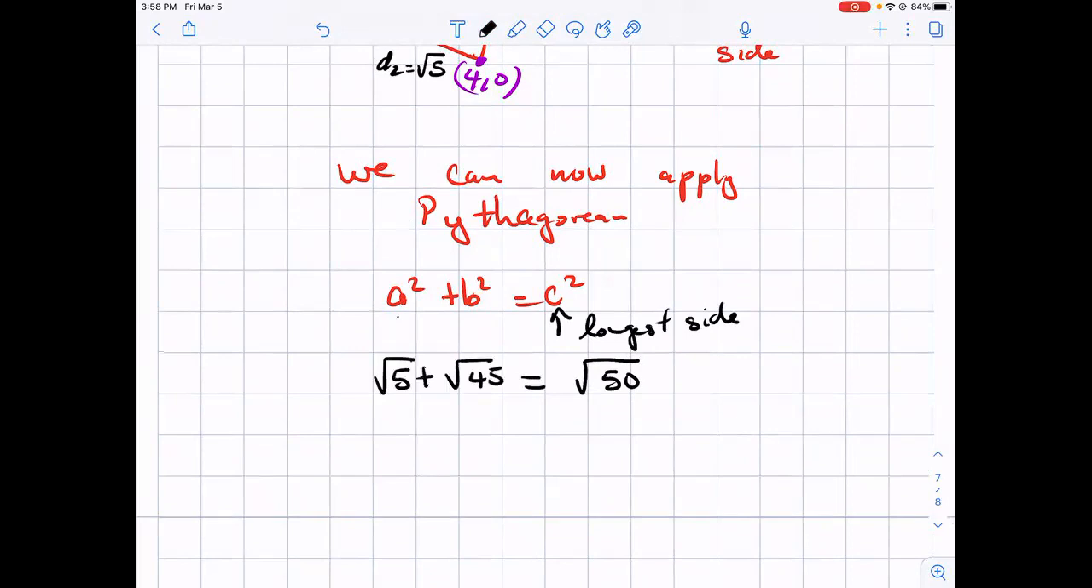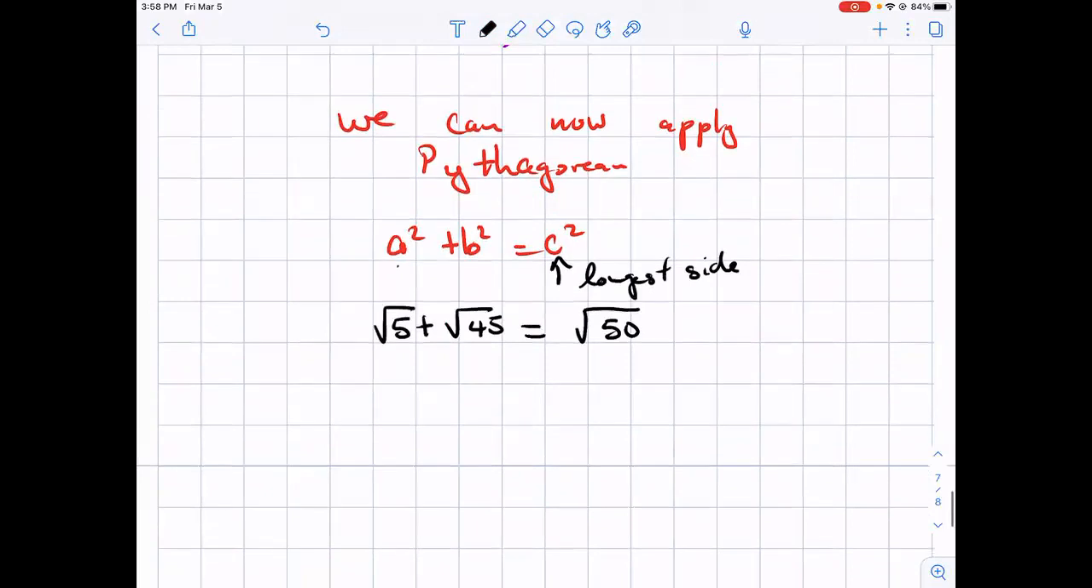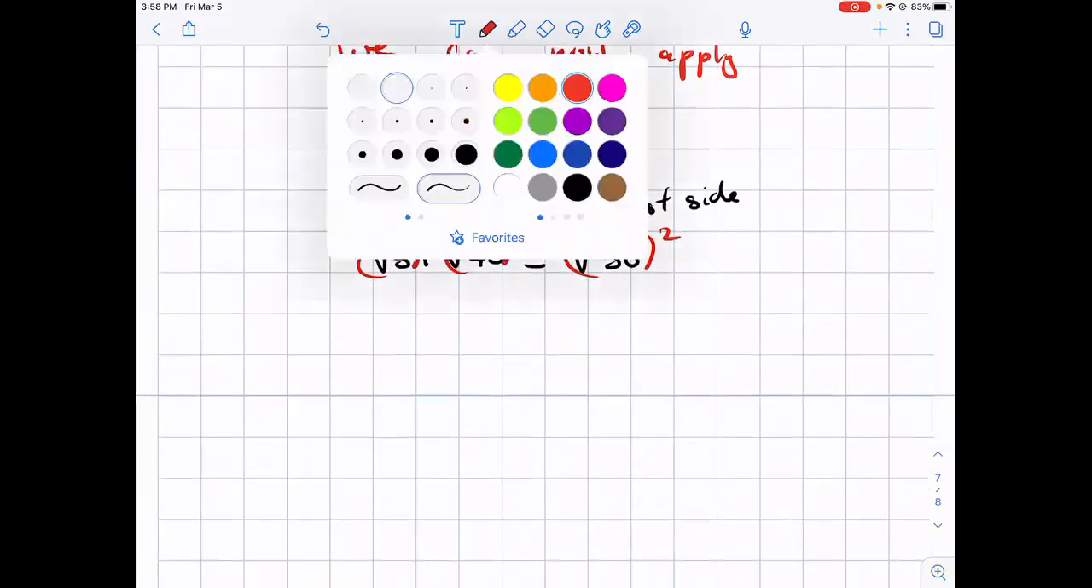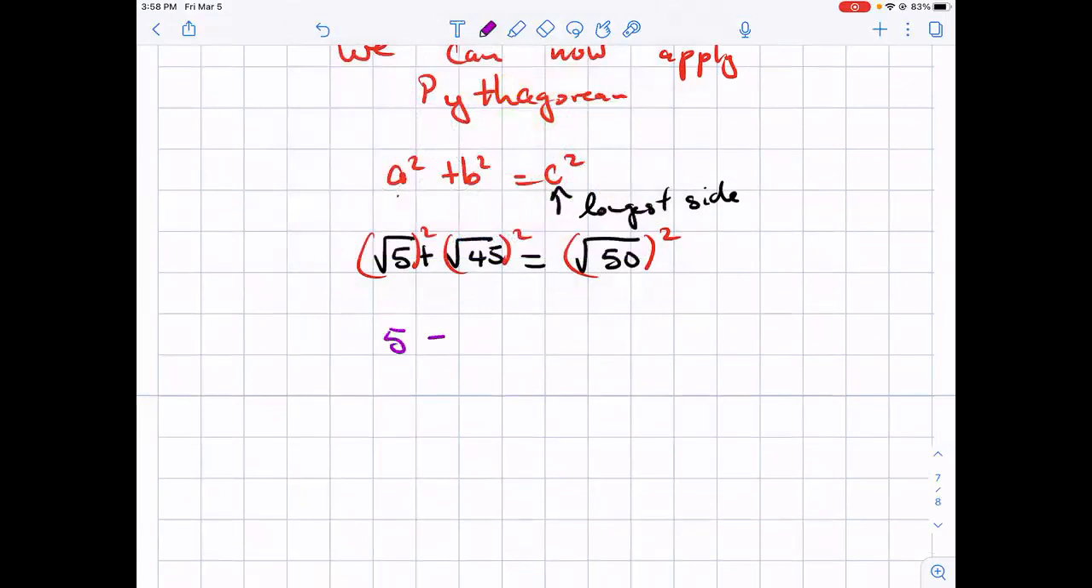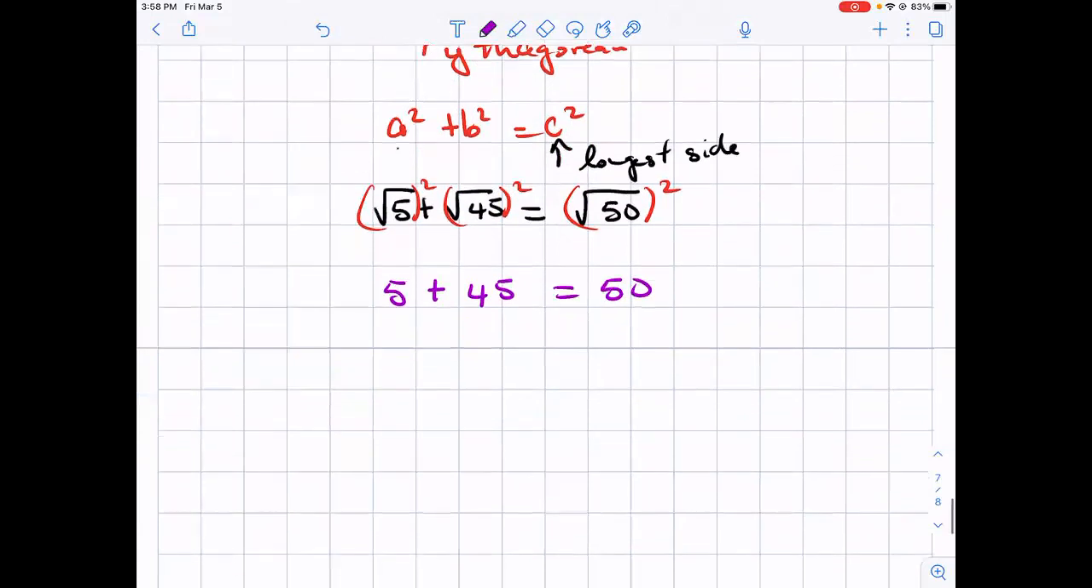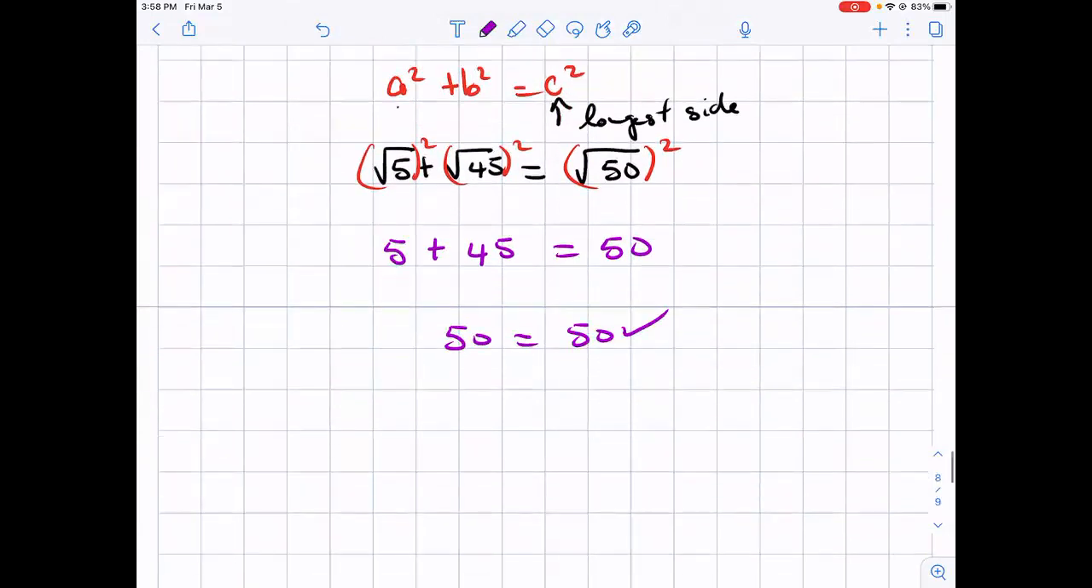Okay. Now remember, we have to square these things. We have to square them. Okay. So this becomes 5 plus 45 is equal to 50. And this shows that 50 is equal to 50. So yes, it is a right triangle.